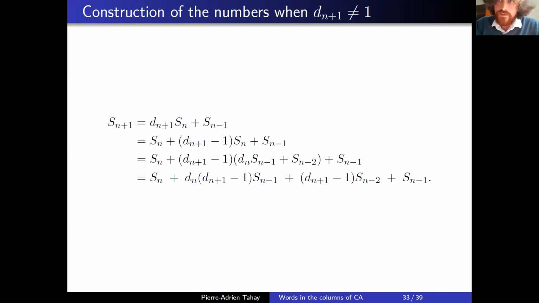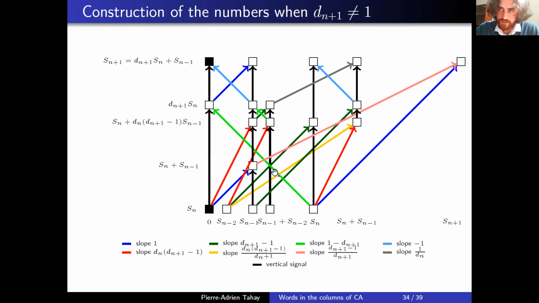When Dn plus 1 is different from 1, it's a little bit complicated. So you decompose Sn plus 1 by using the recursive relation of the sequence in the definition. And we decompose Sn plus 1 by Sn, then Dn plus 1 minus 1, Sn minus 1, Dn plus 1 minus 1, Sn minus 2, and Sn minus 1. And for this second case, we need to define an alternative row. You define the row Sn plus Sn minus 1, so Sn plus Dn, Dn plus 1 minus 1, Sn minus 1, so Dn plus 1, Sn, and the row Sn plus 1.